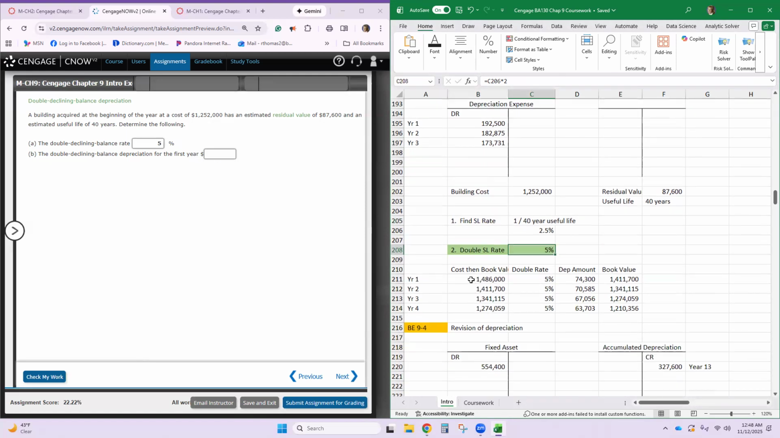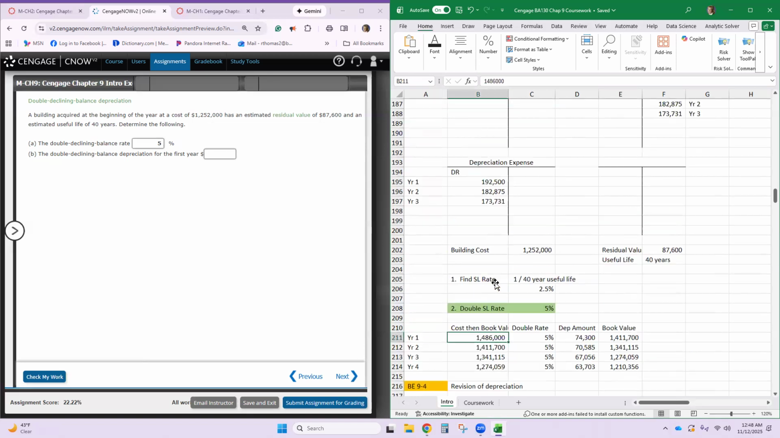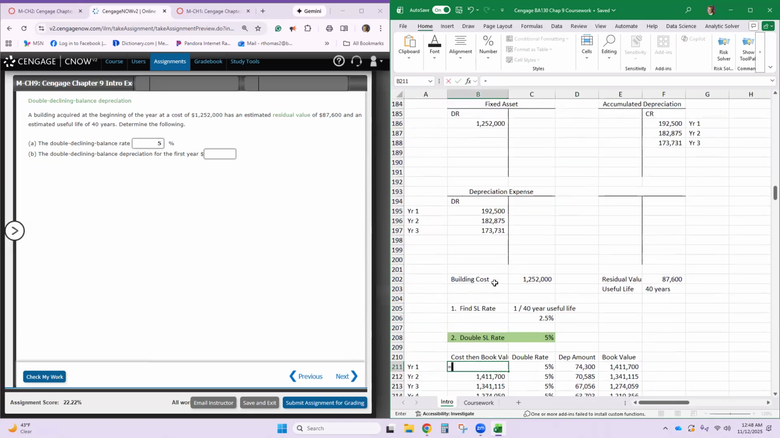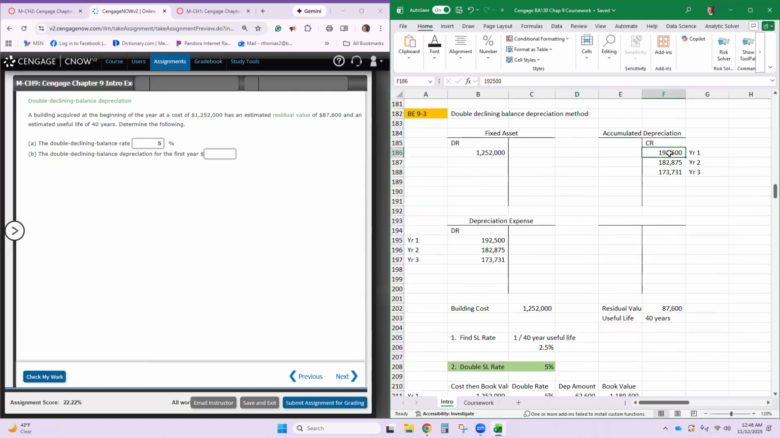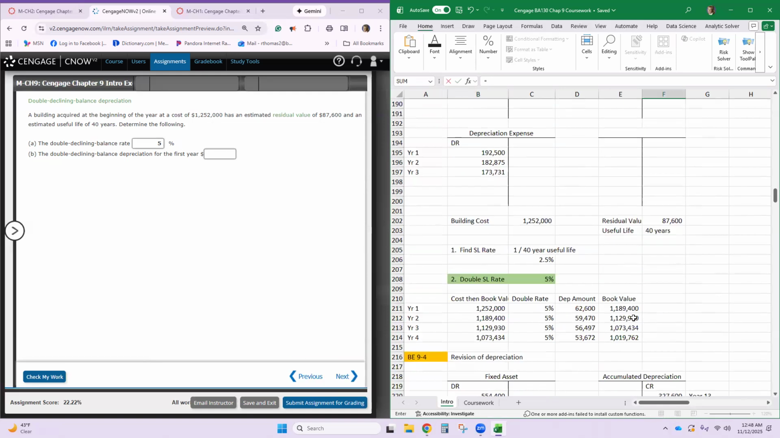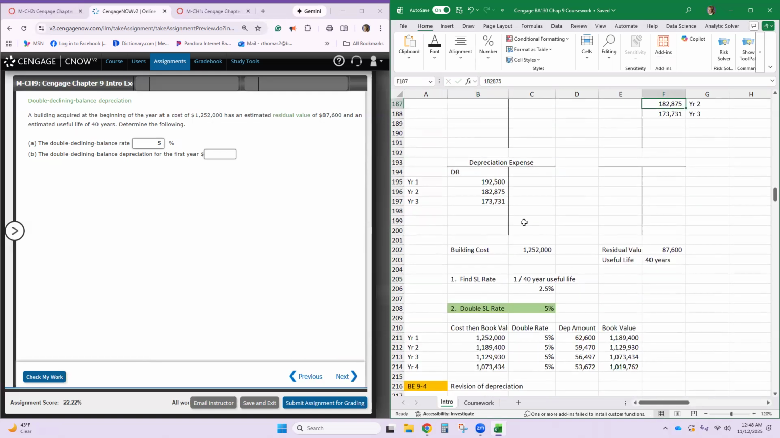So then you have to make a little table, and you put the cost of the asset, and you do not subtract the residual value. You do not at first. So we're going to take 5% of that, which gives us $62,600. Okay, so $62,600, and then that would be the first year.